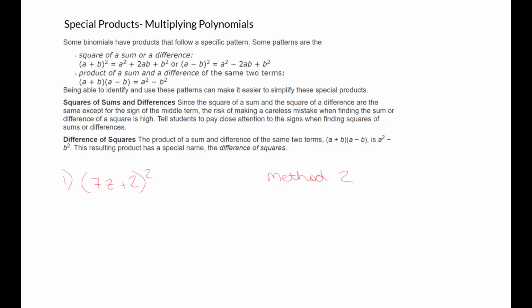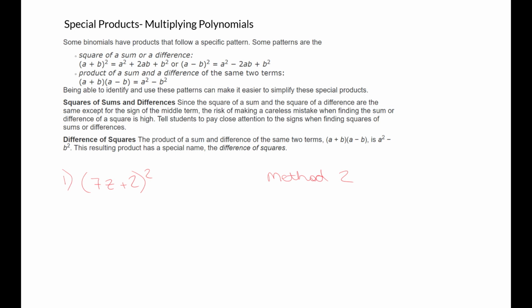This video is about special products when you're multiplying polynomials. So I talked to you in the first few sections about multiplying polynomials. You just use the distributive property. In this section, I'm going to show you how you can do that, but I'm also going to show you different methods depending on if you have squares of sums and differences or a difference of squares.